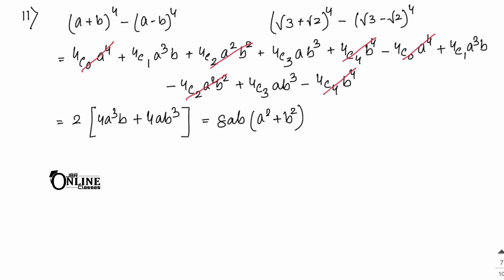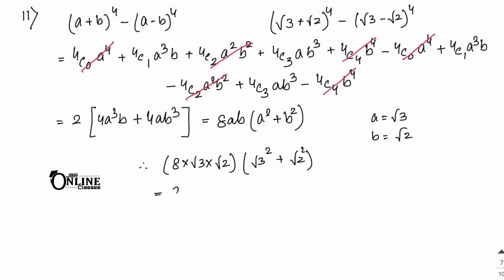Now evaluate the second one. So in second one, as you have root 3 and root 2, suppose here a equal to root 3 and b equal to root 2. So according to the previous evaluation, you can write this one as 8ab. That means 8 into root 3 into root 2 and then a square plus b square. A square means root 3 whole square and then root 2 whole square. So your answer will be 8 root 6 and this one will be 3 plus 2, so 5. So 40 root 6 as your final answer.